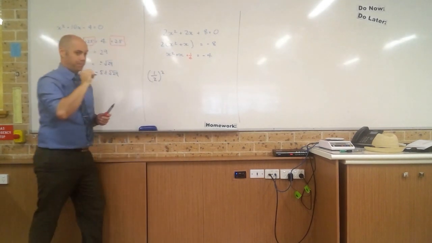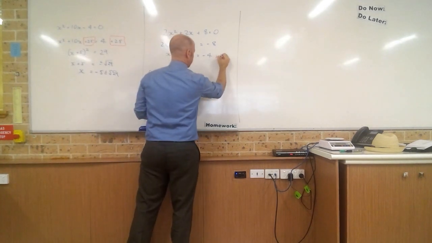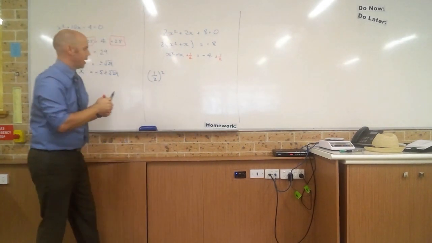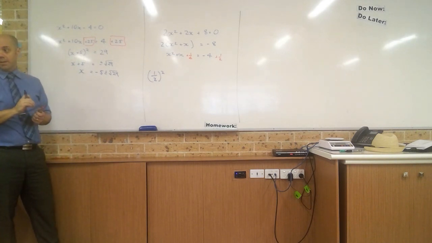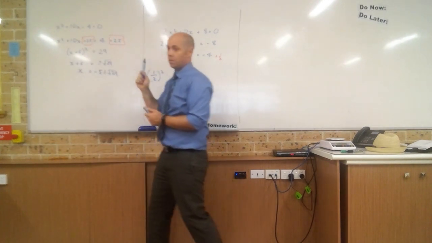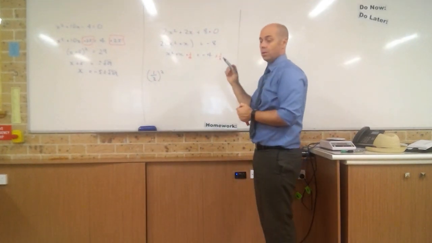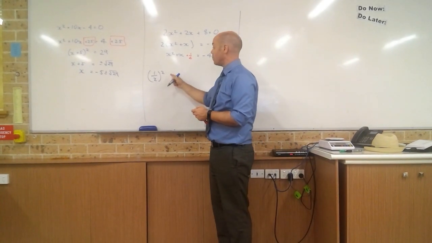And what else do I do then? Add it to the other side. Plus a quarter. Okay, awesome. Okay, next step is, Sophie, what's the next step after I've done that here? Factorise. Okay.